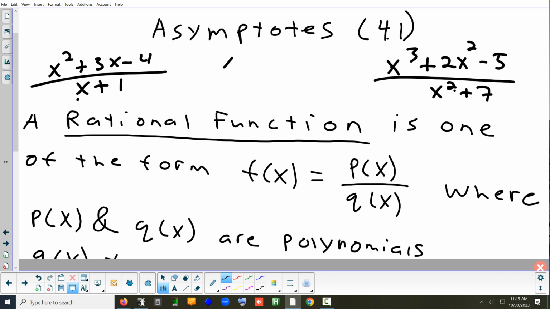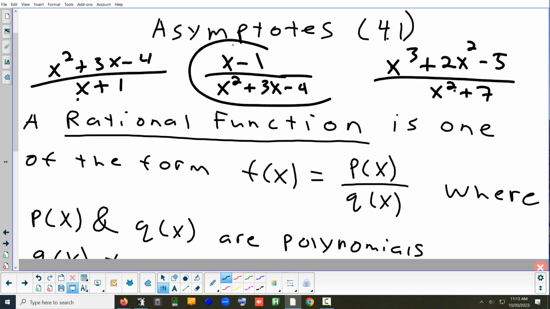Sometimes you'll have one like this. What do you notice is different about that one in the middle than the other two? The higher degree polynomial is on the bottom. Yes, the higher degree polynomial is on the bottom this time. That's easier. When the higher degree polynomial is on the top, it can be a little bit harder. But they're all rational functions.